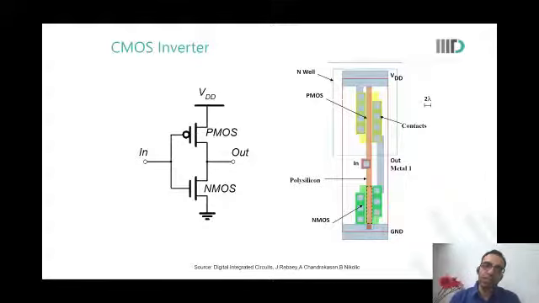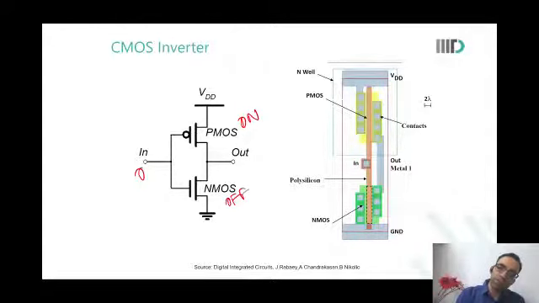What is the beauty of CMOS? When the input is 0, the PMOS is on and the NMOS is off. So what happens? Once you charge the output capacitance, no further current would flow. You know this, all of you?